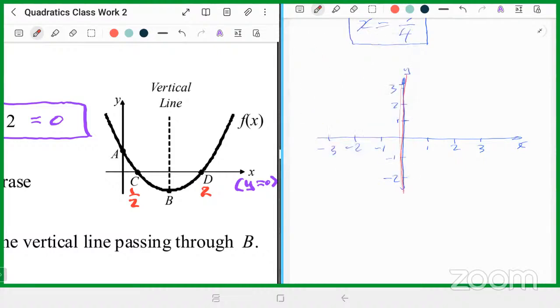This y-axis is vertical. The equation of it is x equals 0, as a vertical line passing through where the x value is 0. This vertical line passing through 1, like this, is actually x equals 1. This vertical line passing through 2 right here, the equation of that line is x equals 2. The vertical line passing through here is x equals 3.